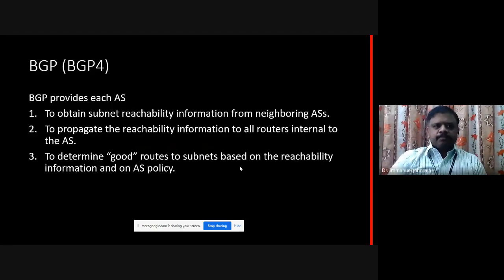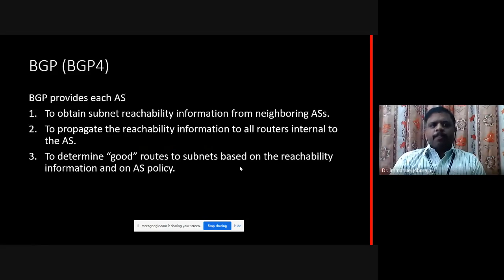Let's proceed. At present, we have BGP version 4, Border Gateway Protocol version 4. What does it exactly provide? It provides the autonomous system some capabilities. You know what an autonomous system is? A network, or a set of networks, governed by a single administrative body. We have spoken about this enough in the last session. So what capability does BGP provide to these autonomous systems?